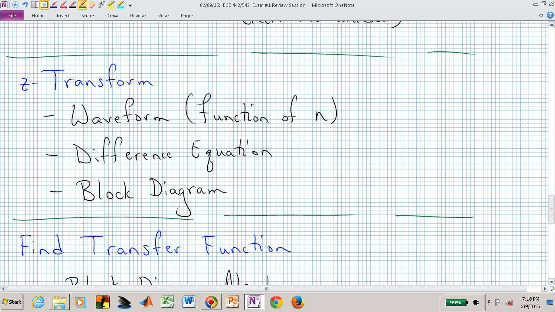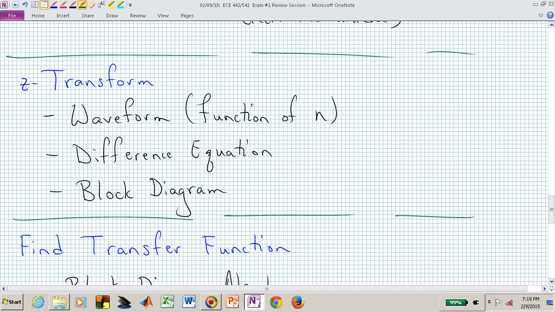I might give you a difference equation and ask you to find a transfer function. You have to Z transform the difference equation, which really means these delays convert into Z to the minus 1, Z to the minus 2, etc. That's fair, I think, trivial, right? To go from a difference equation to a transfer function.